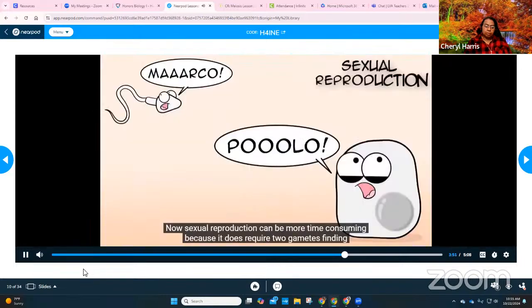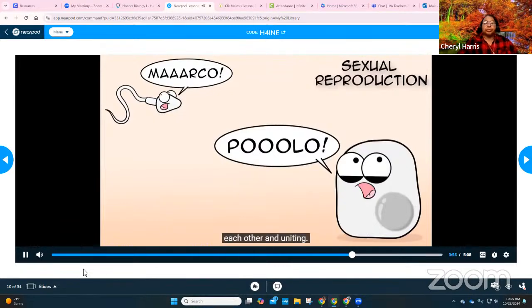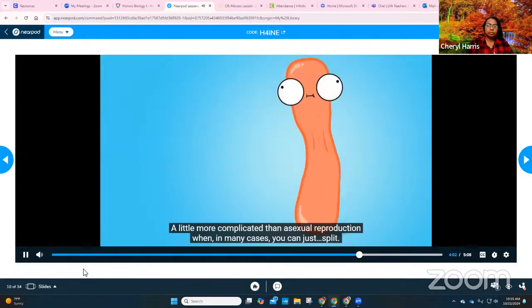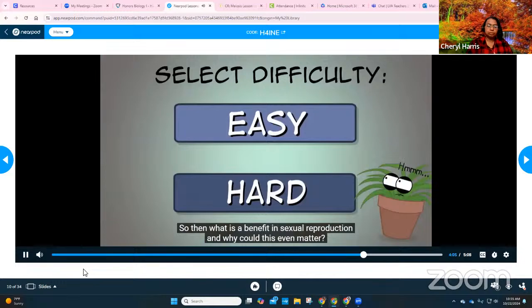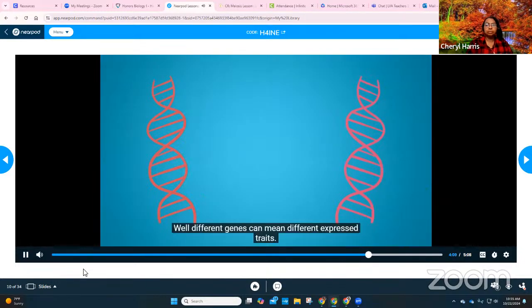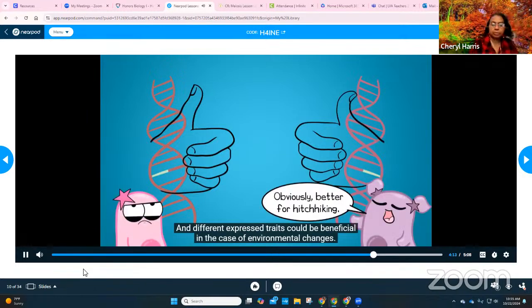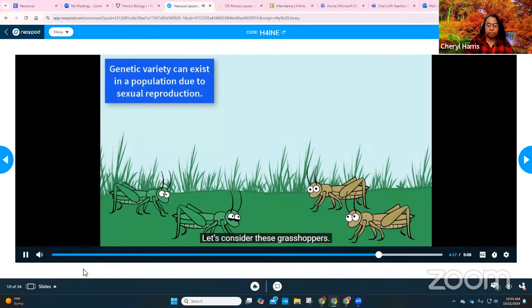Now, sexual reproduction can be more time-consuming because it does require two gametes finding each other and uniting. A little more complicated than asexual reproduction when, in many cases, you can just split. So then what is the benefit in sexual reproduction, and why could this even matter? Well, different genes can mean different expressed traits, and different expressed traits could be beneficial in the case of environmental changes. Let's consider these grasshoppers.